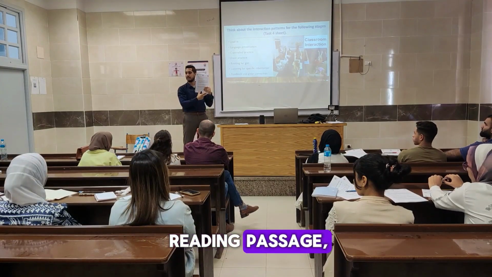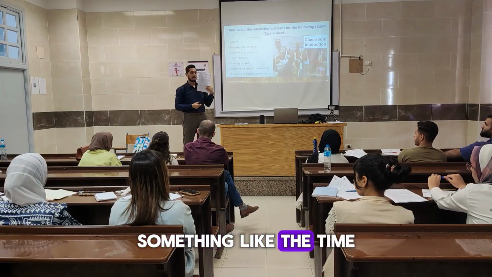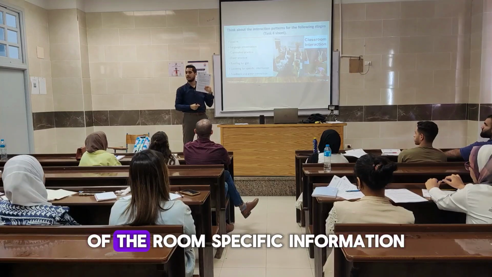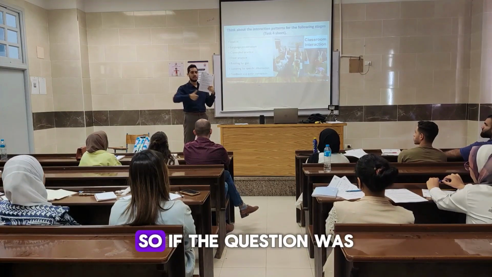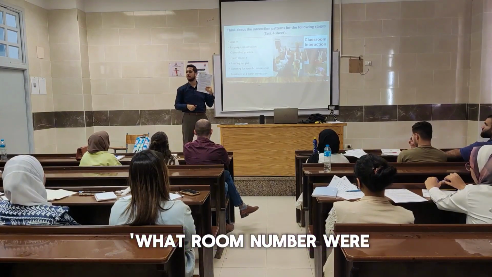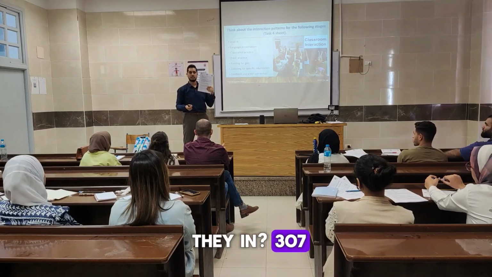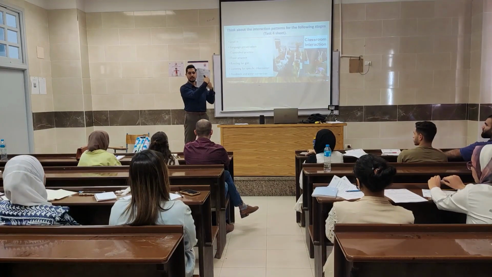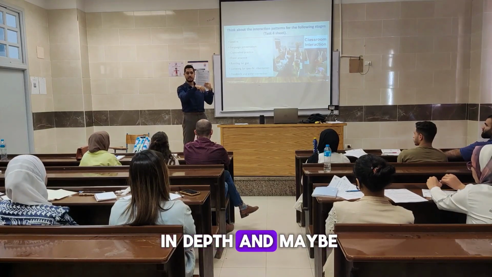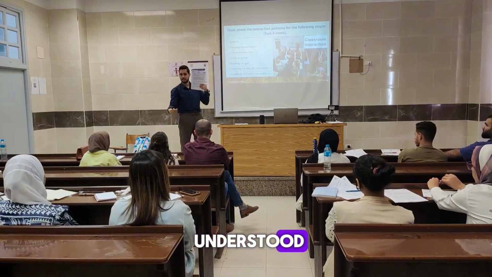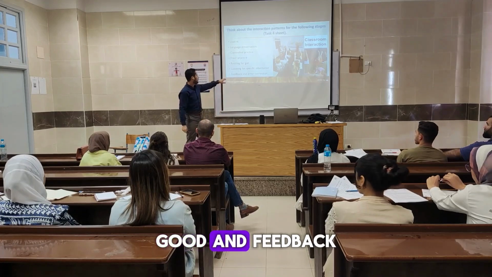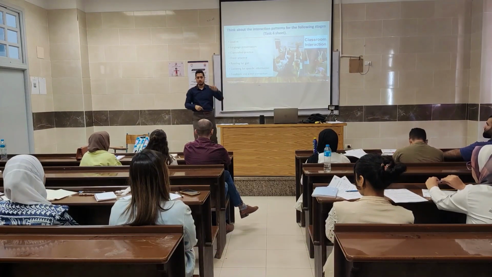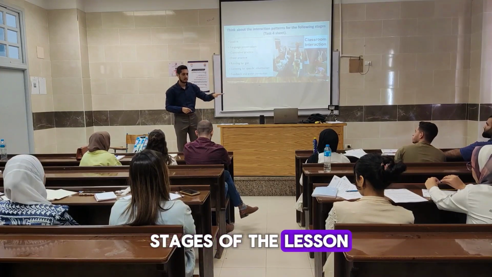So if you have a reading message, something like the time of the movie is specific information. The number of the room, specific information. So if the question was, what room number were they in? 307. That's specific information. You can just point at it like that. But details you have to read in depth and maybe rewrite what you have understood. Good. And feedback, taking feedback from the students and correcting the errors. So these are some stages of the lesson.